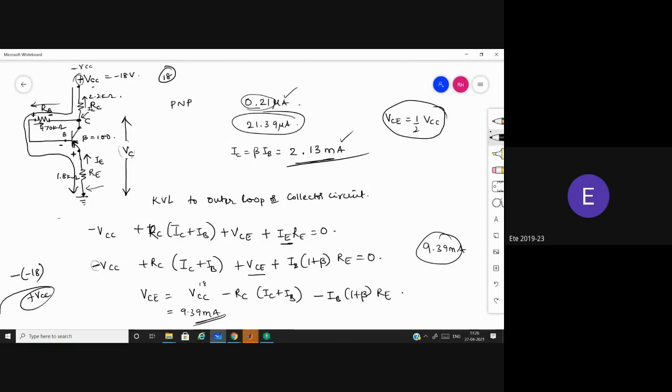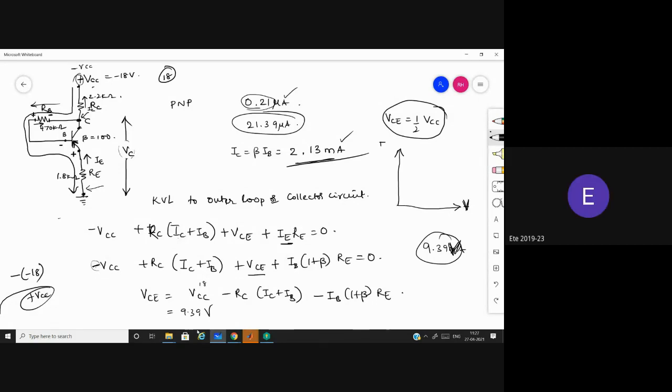Sorry, it is volt, no. So 9.39 volt. It should be always half of the VCC value. Can anyone tell me why it should be half of VCC? So then only it can act like an amplifier. VCE is equal to half VCC.